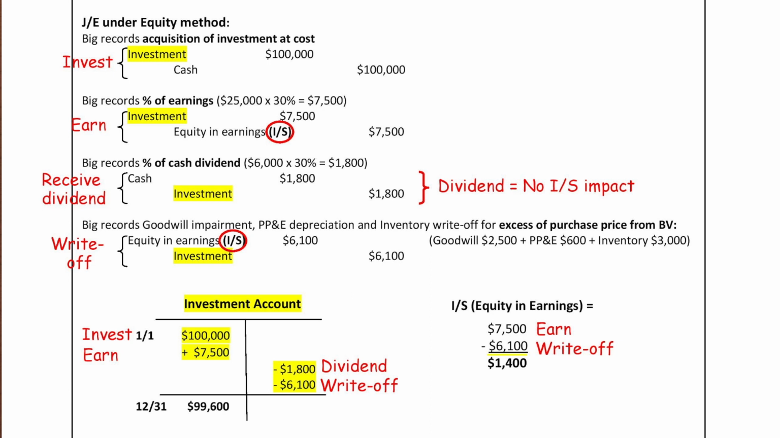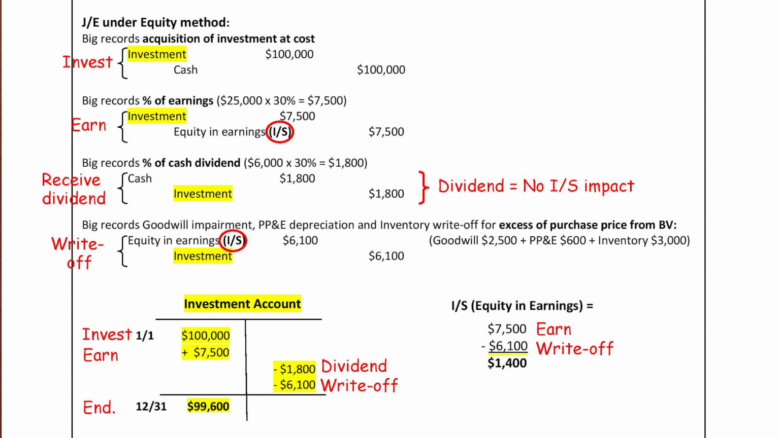So let's come back to the investment T account. The beginning or the original cost of investment here was $100,000 plus earnings $7,500 less dividends of $1,800 less write-off $6,100. Write the ending $99,600. So the ending balance of the investment account on the balance sheet is $99,600.